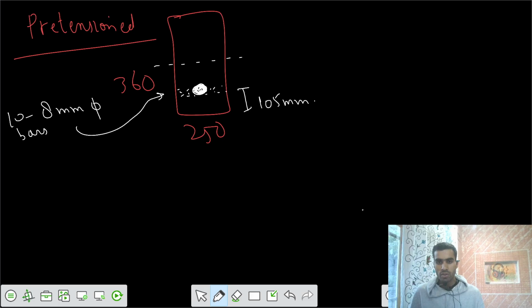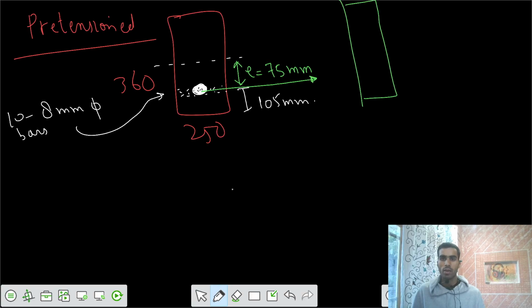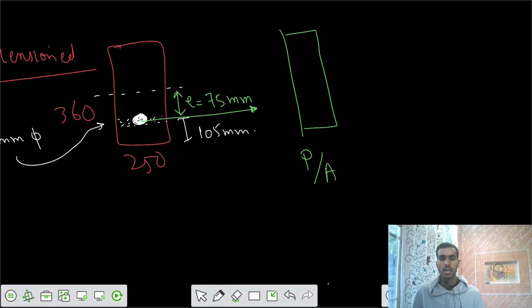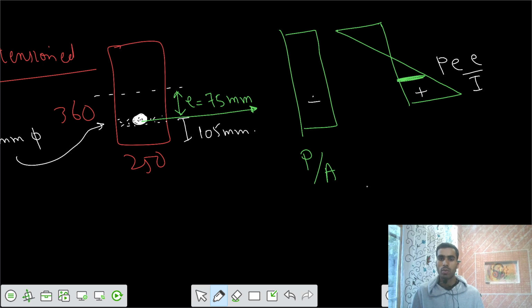That means the eccentricity from the neutral axis is 180 minus 105, that is 75 millimeters. So your eccentricity is 75 millimeters. Your P force is applied on this cross section such that the stress developed is P by A, and one more stress is there, top tensile and bottom compressive. At this location we have a stress of P into e into e divided by I, and this is positive.